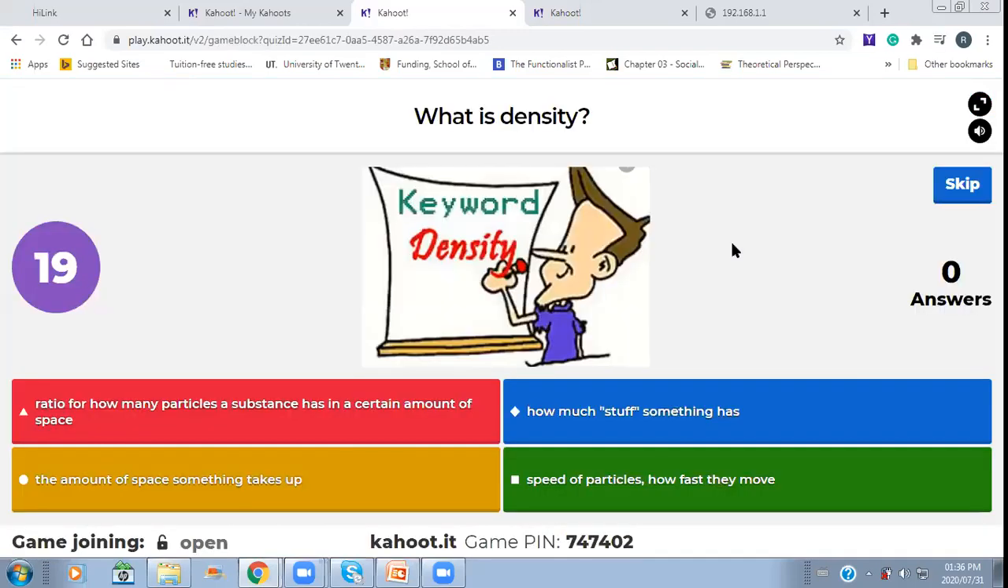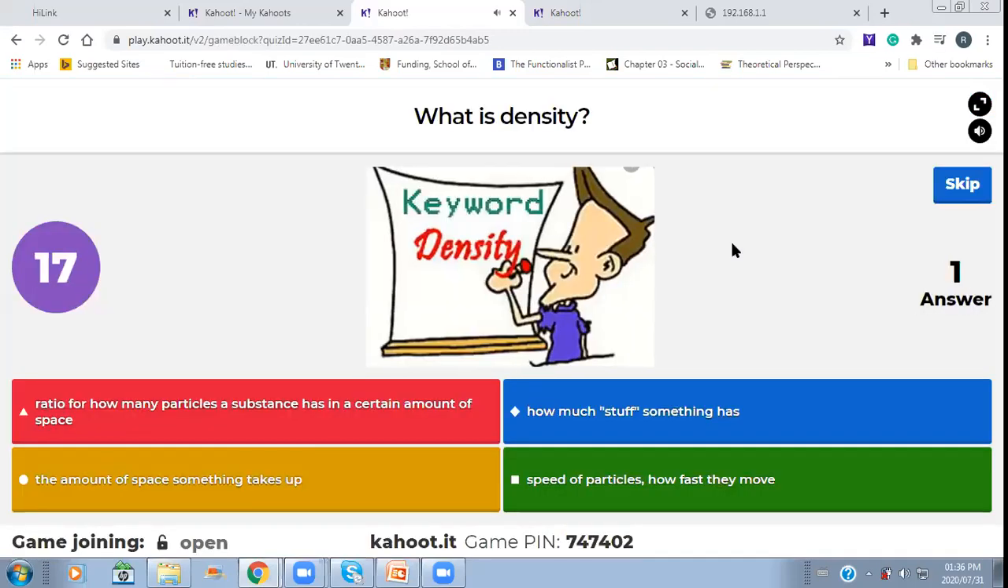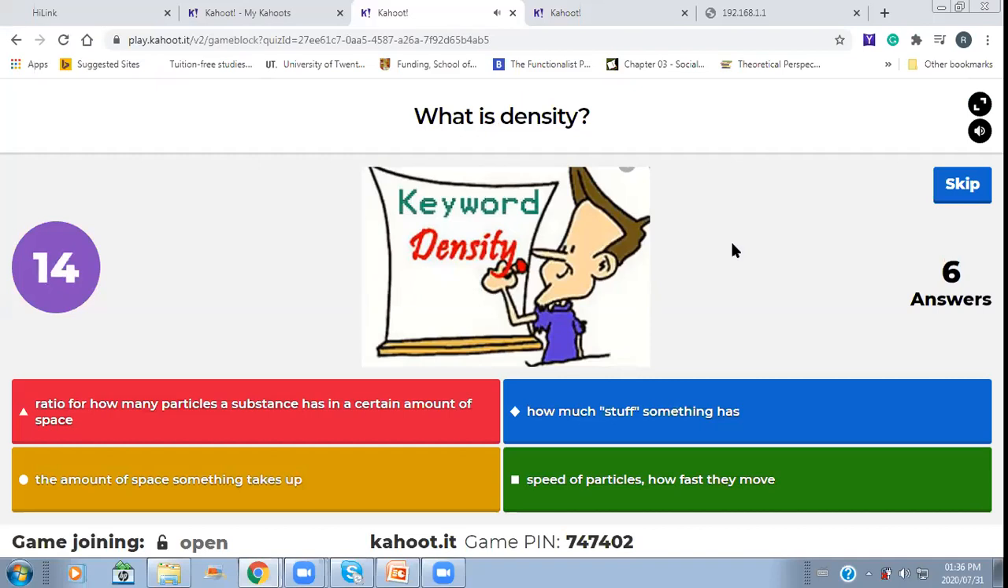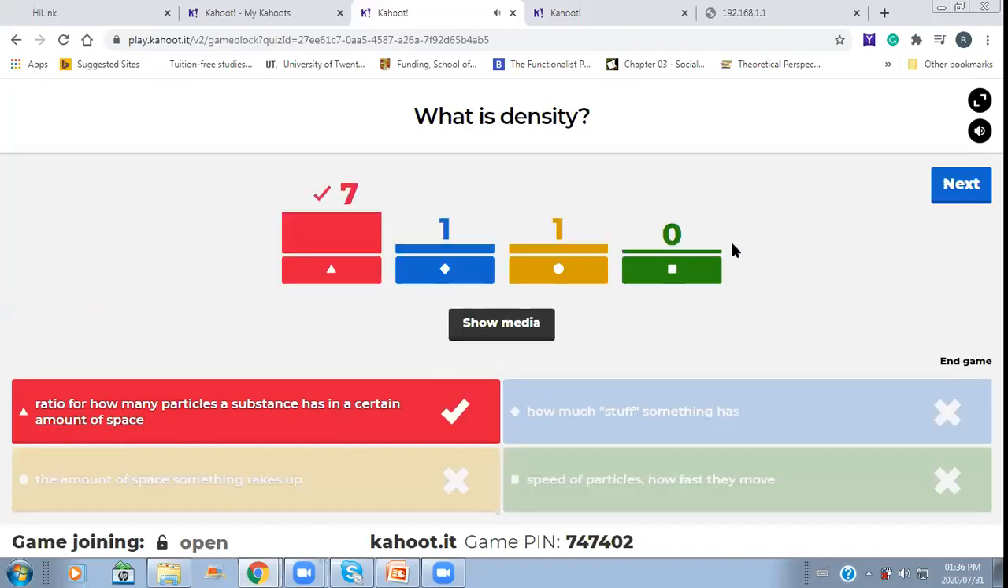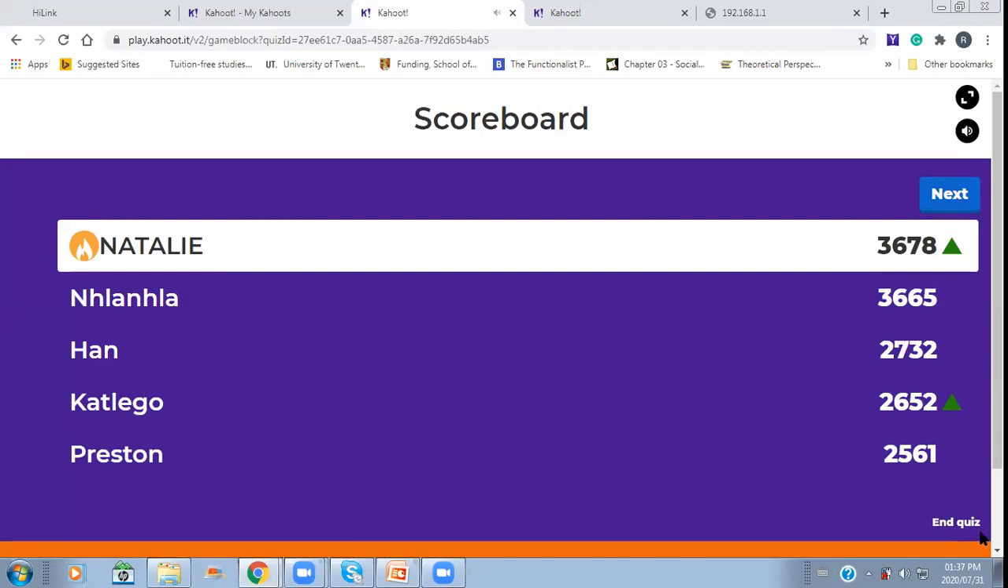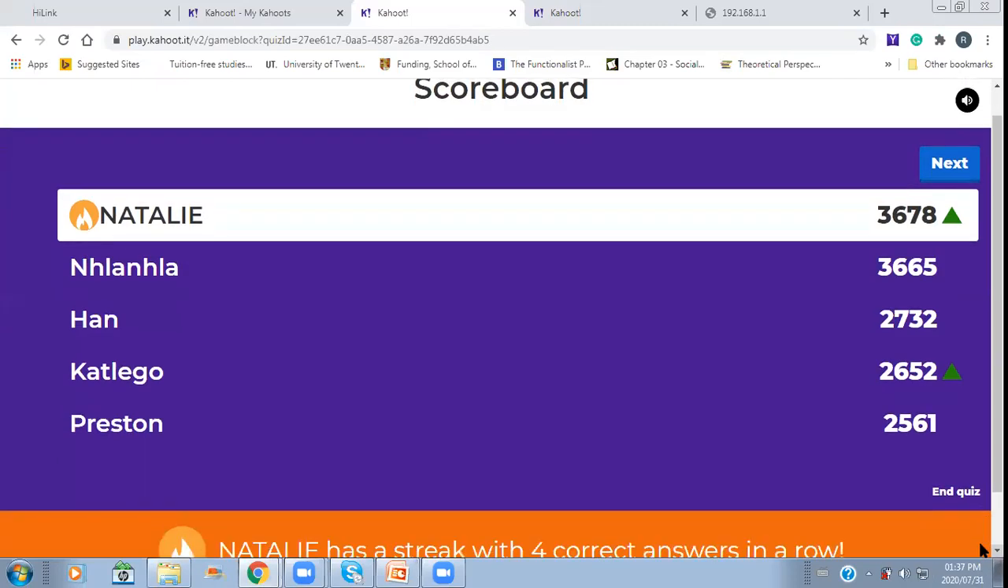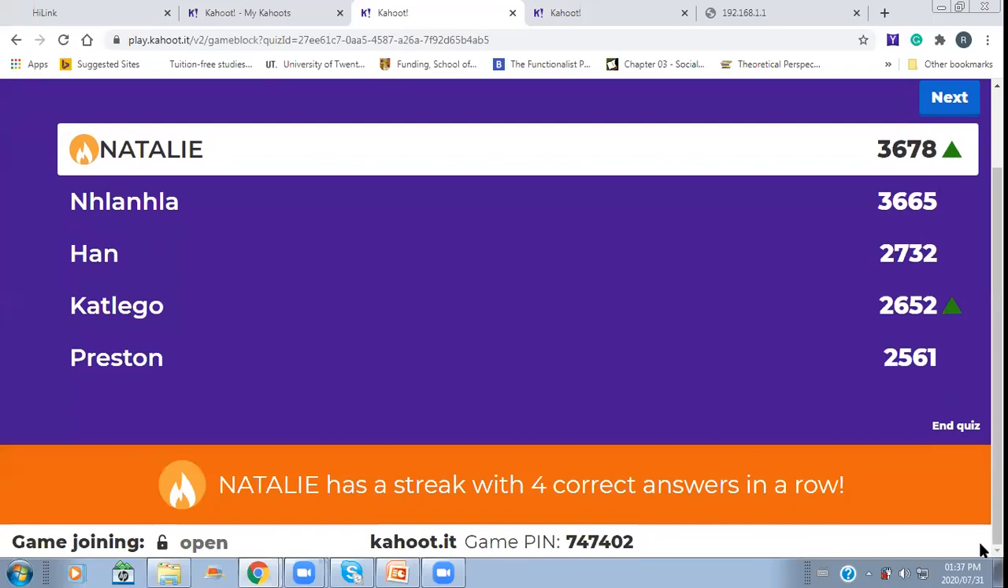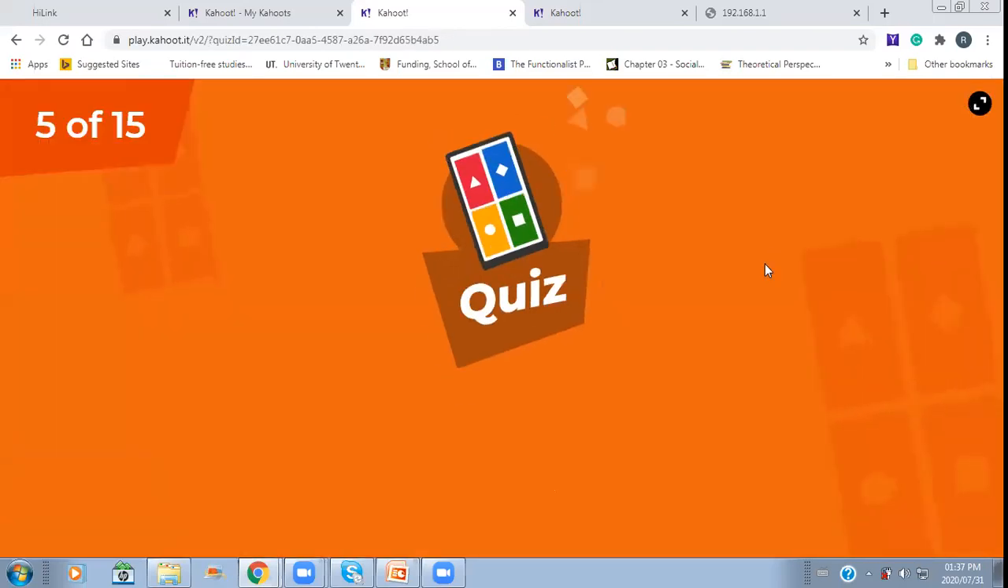What is density? The ratio of how many particles a substance has in a certain amount of space. Very good, perfect. All of you got it except one. Natalia has overtaken Atlanta on the scoreboard. Natalia has a streak of four correct answers, meaning Atlanta, you didn't get this one right. That's why you have gone down. Let's go to the next.